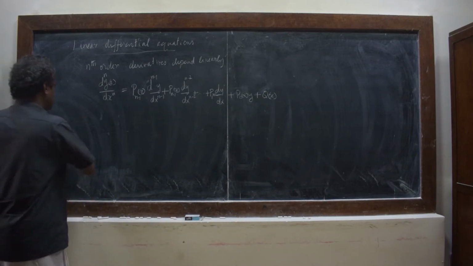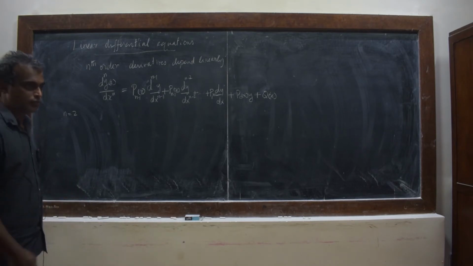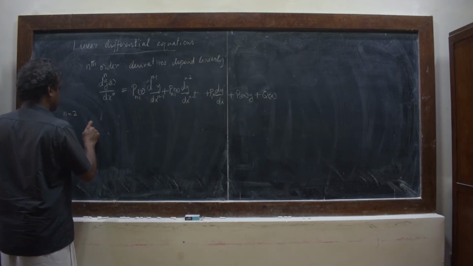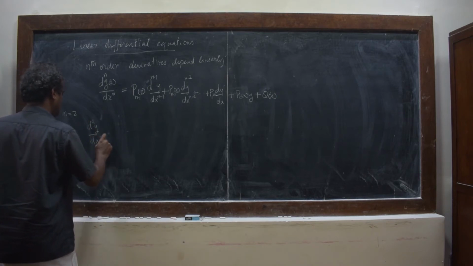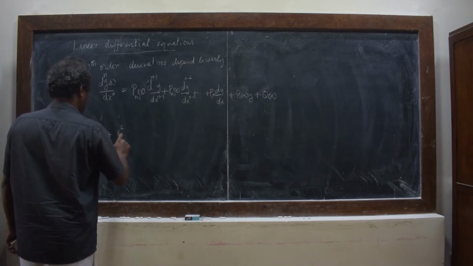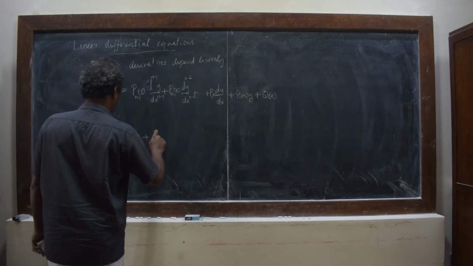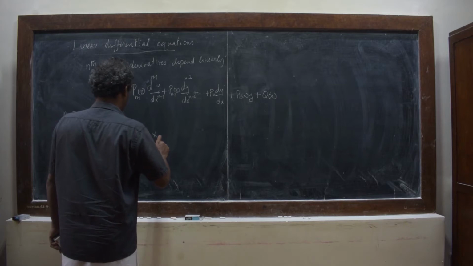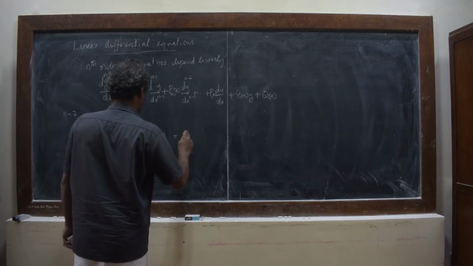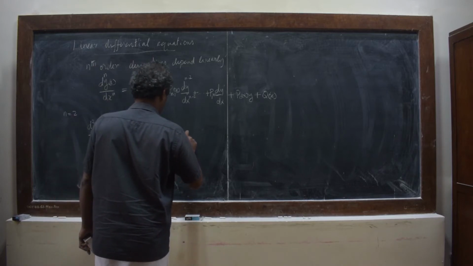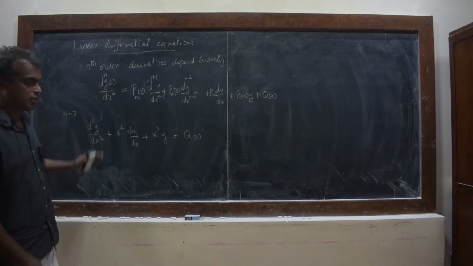To write an example, we could choose the case of n equal to 2, that is a second order linear differential equation, which is one of the most commonly found types of equations in physics. An example of this type could be of the form d square y by dx square plus x square into dy by dx plus x cube into y equal to some function of x. So this would be one example of a second order linear differential equation.